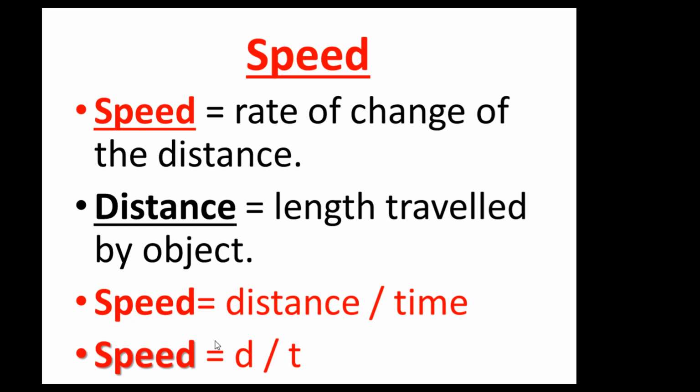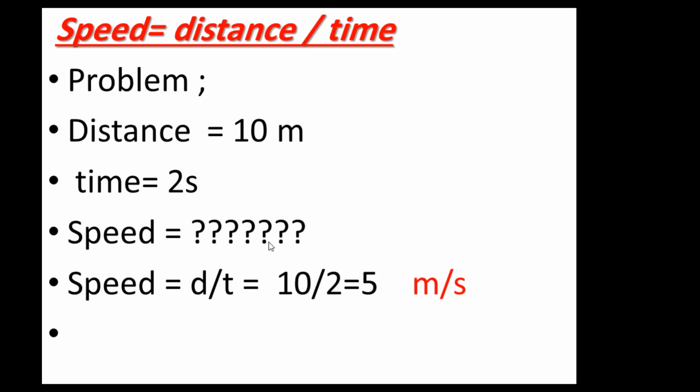When I ask you about the speed equation: distance over time, d over t. Speed equals distance over time, d over t. Distance equals 10 meter, time equals 2 seconds. What about its speed? Speed equals distance over time. Substitute distance equals 10, time equals 2: d over t equals 10 over 2 equals 5 meter per second.